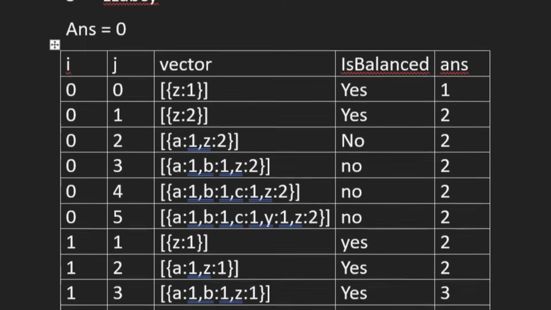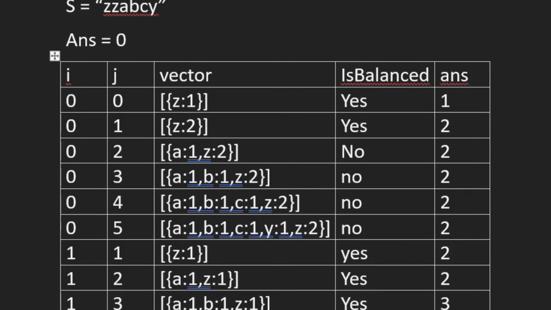So let's see an example walkthrough. Here we have taken the string z z a b c y. So we have the i pointer, the j pointer, this is our string, and we check whether the substring is balanced or not, and the answer. Initially 0 comma 0. At 0 comma 0 we have only one substring, that is z, with only one character of frequency 1, so it's balanced. So we'll update the answer from 0 to 1.